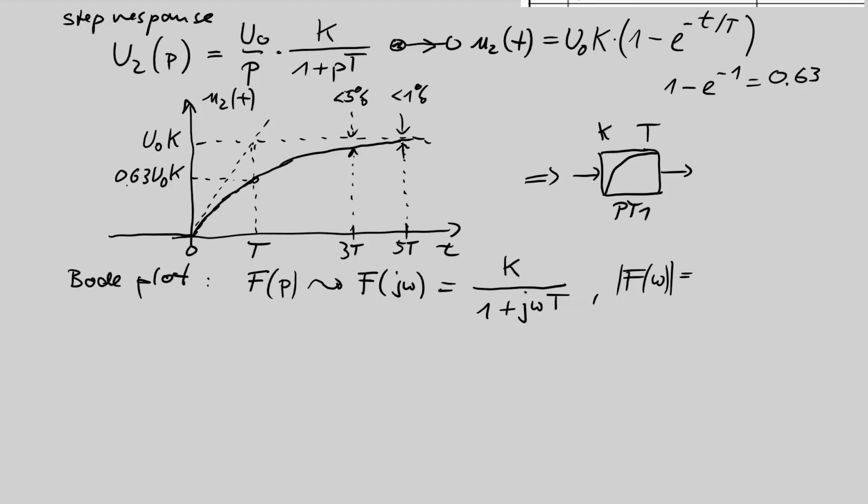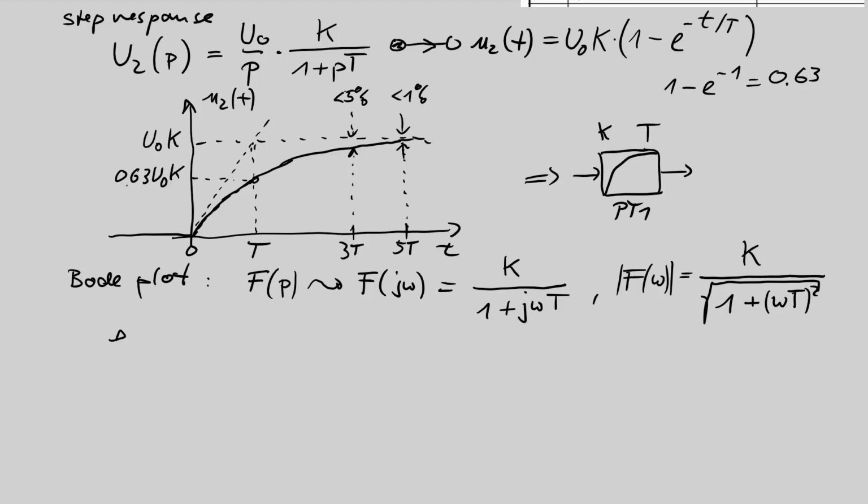The magnitude function can easily be calculated by knowing what I have mentioned in one of the last videos, that the magnitude of a ratio is the magnitude of the numerator divided by the magnitude of the denominator. So here we can write the magnitude of the numerator is still our K, and the magnitude of the denominator is calculated with Pythagoras: square root of real part squared plus imaginary part squared, so 1 plus omega T squared.